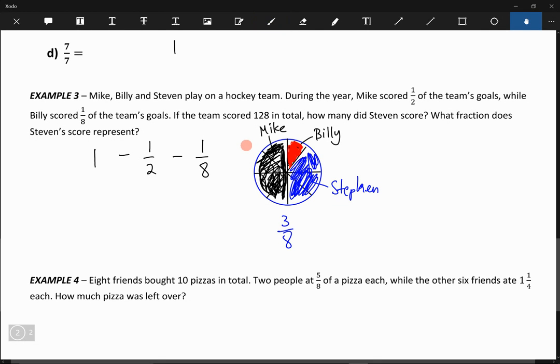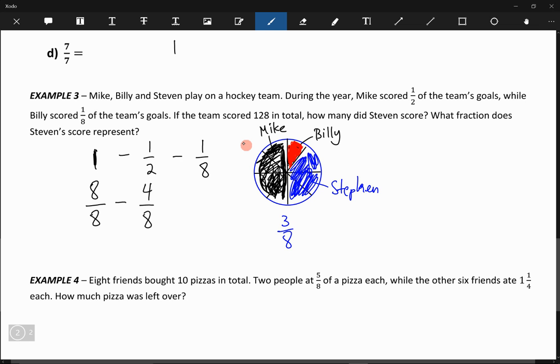Okay. But how do I show that using the math? Okay, so the whole circle is 1. I treat this as 1. What it really is, is 8 slices out of 8. Mike is 4 slices out of the 8. So I can say 1/2 is the same thing as saying 4 out of 8.